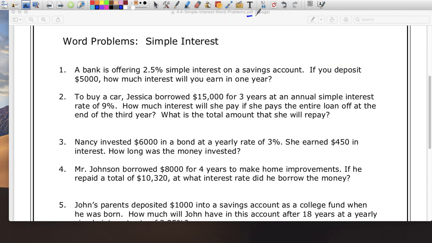Number two. So I guess I'll just do it on the top here because I don't have any more room. It says to buy a car, Jessica borrowed $15,000 for 3 years. The simple interest was 9%. How much interest will she pay? And then what is the total amount that she's going to pay? So you're asking for everything. So let's find how much interest she's going to be owing the bank.